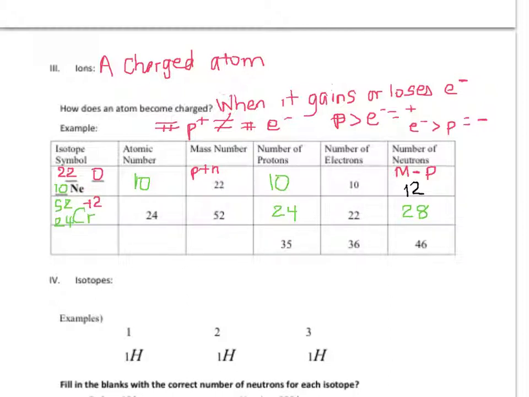Okay, and the last one, protons. The number of protons would be equal to our atomic number. So the atomic number would be 35. 35 gives us the element bromine right in here. Mass number is equal to what? Remember what mass number is? Protons plus neutrons. So that gives us 81.